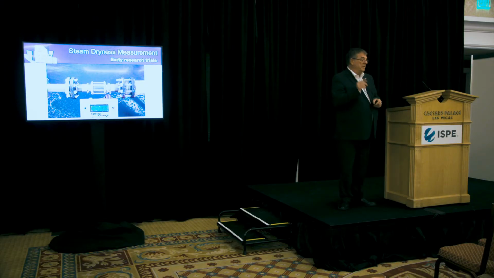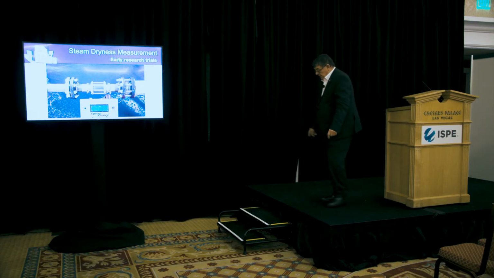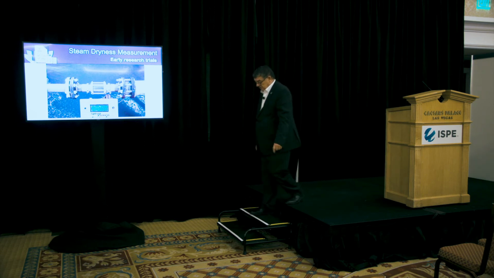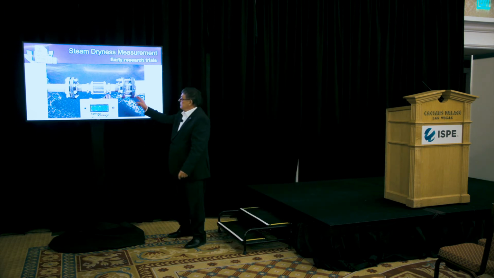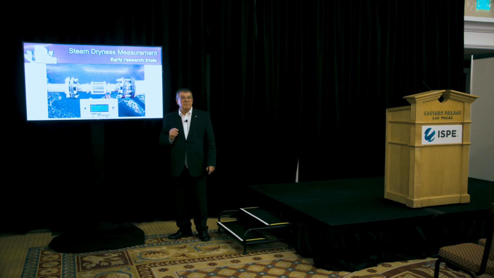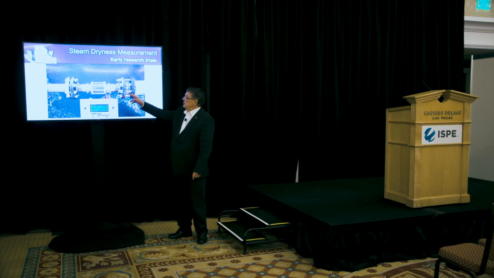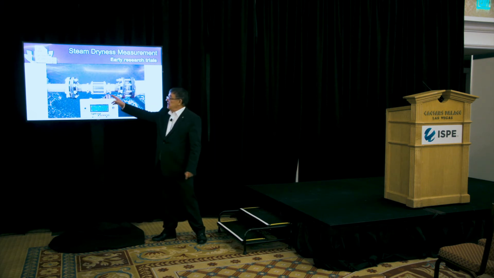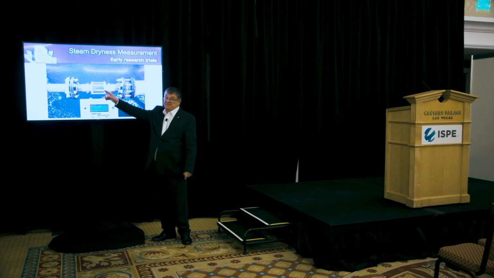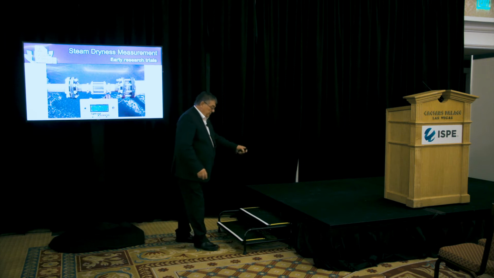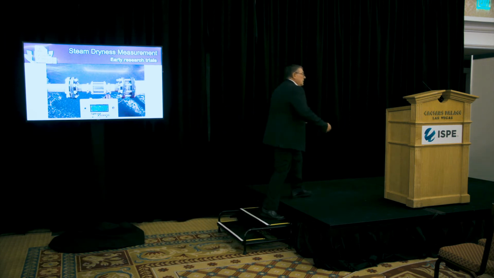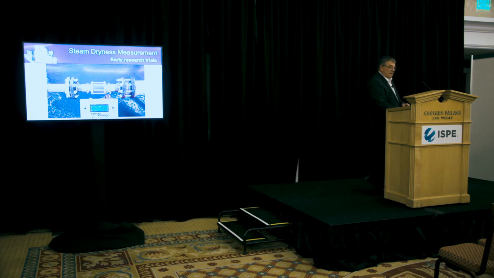So I want to point a few things out here, before I run this video. This is very early research work from a few years ago. The dryness sensor is here. This is a sanitary sight glass. And I'd point your attention to that because when I run the video, as this steam becomes wetter, you'll start to see condensate appear. So I'll just run that.